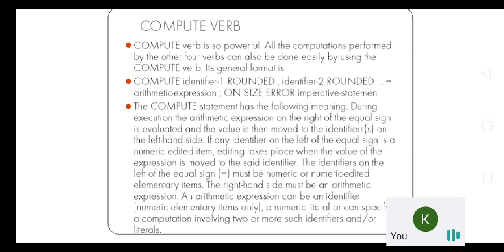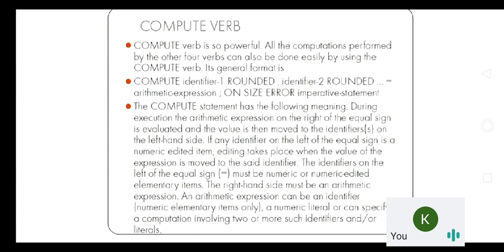You have the general format: compute identifier 1, rounded, in the sense of rounding the value. Suppose it is a float value; to round it, we use this rounded option. ON SIZE ERROR is followed by an imperative statement. Suppose there is an error in the size of the value that you use, it gives an error report over there.